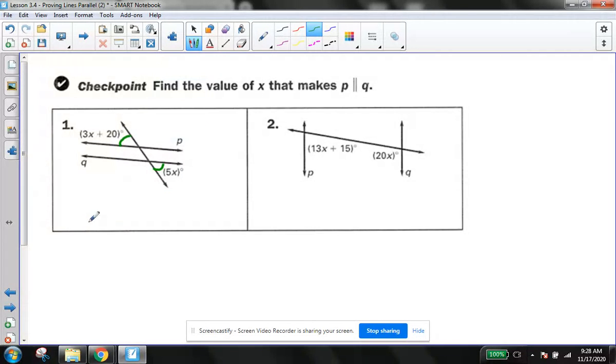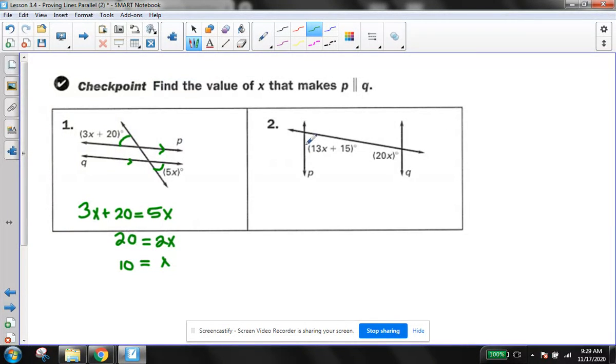So by the alternate exterior angles converse, I could set these equal to one another and solve to find the value of x. If I subtract 3x from both sides, I'd end up with 20 equals 2x. And if I divide both sides by 2, x would equal 10. So by the alternate exterior angles converse, these would, in fact, be parallel with one another.